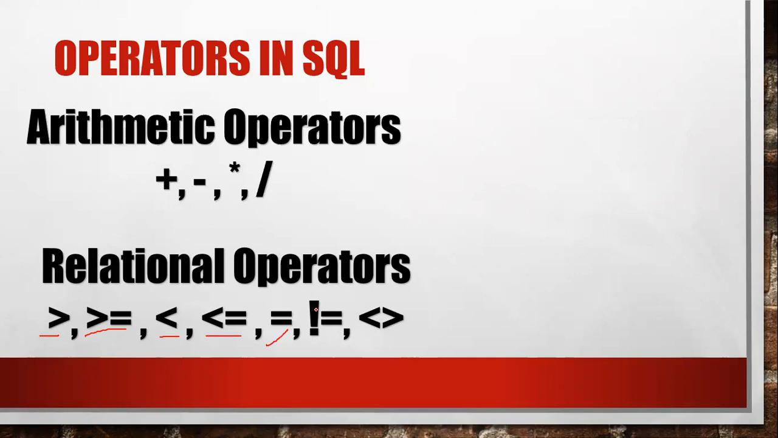Okay, and for not equal to we have two types of operator over here. We can use any one of these operators for the not equal to symbol, either exclamation mark and equal to, this is for not equal to, and this one, less than and greater than symbol, this also is used for not equal to condition. So this one is greater than, okay, this is greater than equal to, this is less than, then less than equal to.